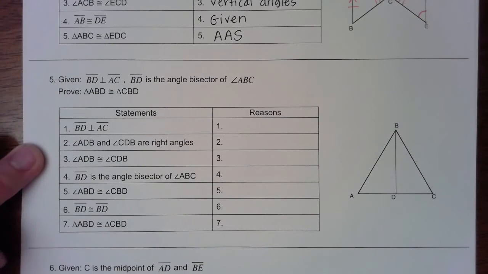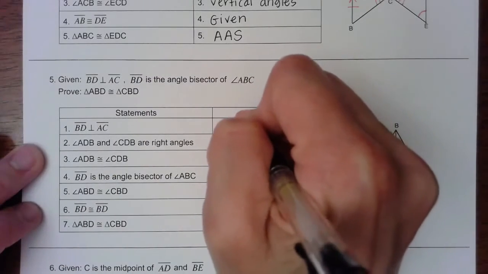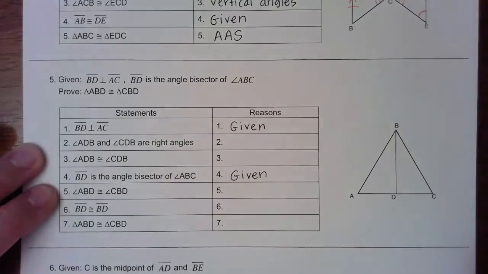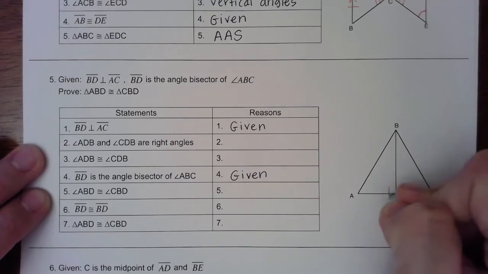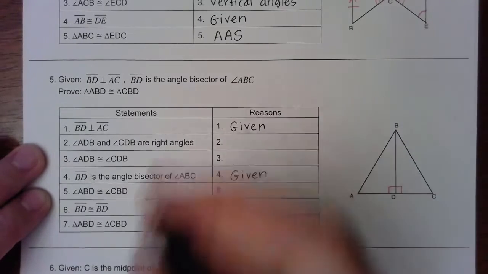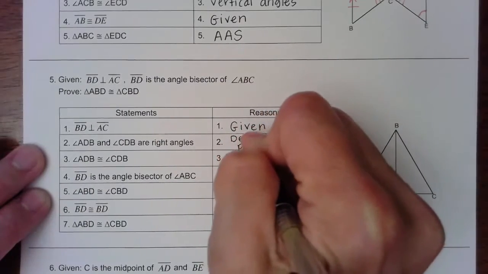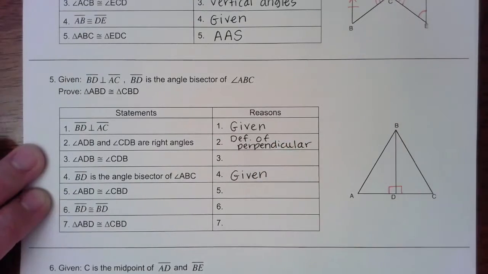On number 5, you start by being given that the two sides are perpendicular to each other. Here, I'm just going to go find the other givens so that we don't get confused later. There's just those two. Okay. So BD is perpendicular to AC, and that means that angle ADB and angle CDB are right angles. So the reason why those two angles are right angles is because that's the definition of perpendicular. That's what perpendicular means.